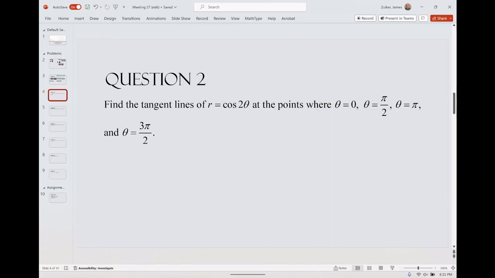Now looking at the polar curve r equals cosine of 2 theta. Want the tangent line at 4 points: when theta is 0, when theta is pi over 2, when theta is pi, and when theta is 3 pi over 2.